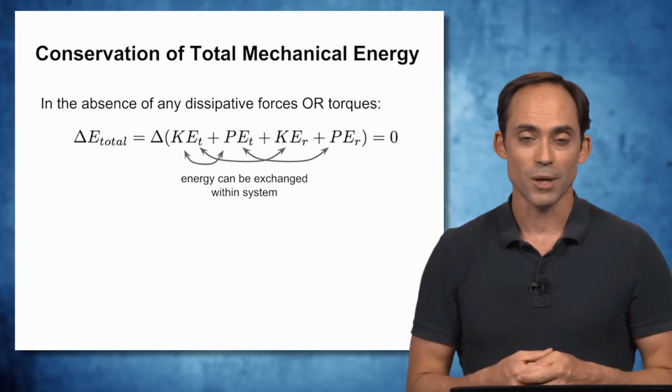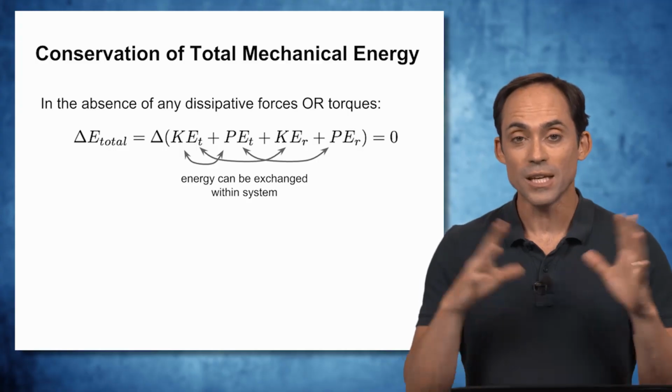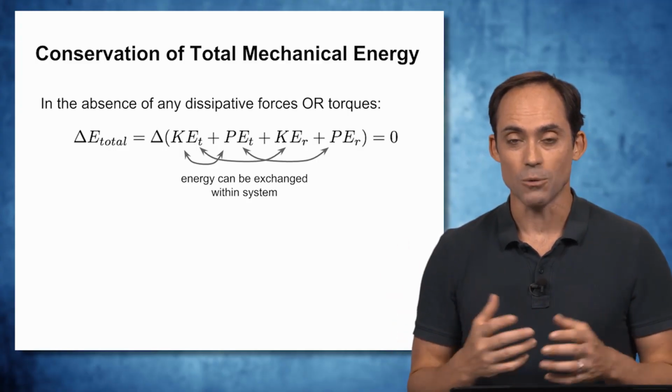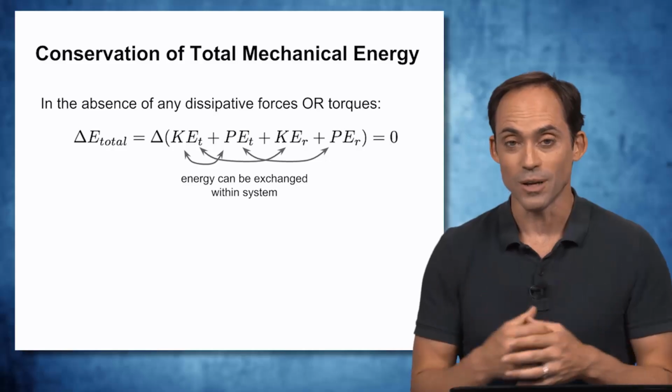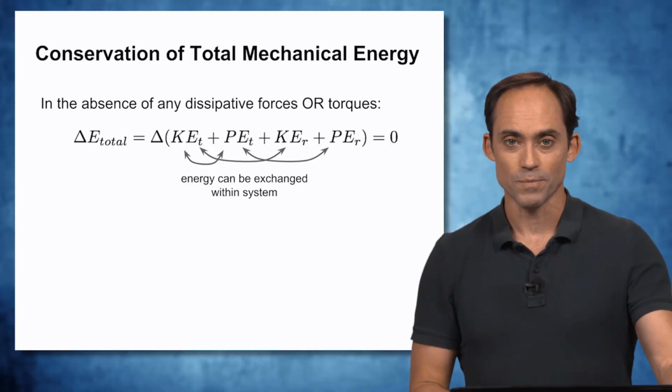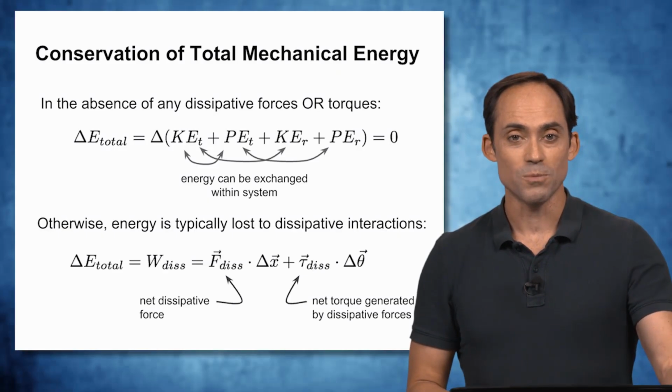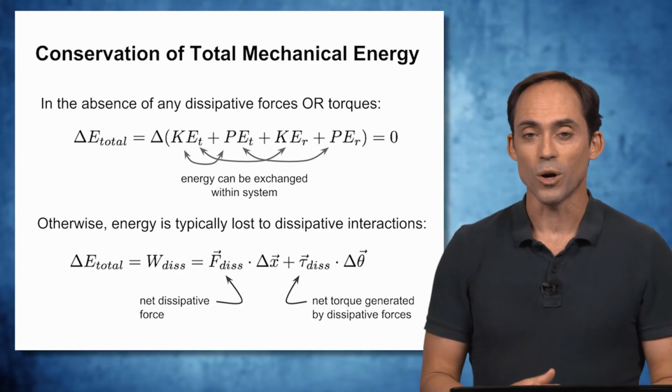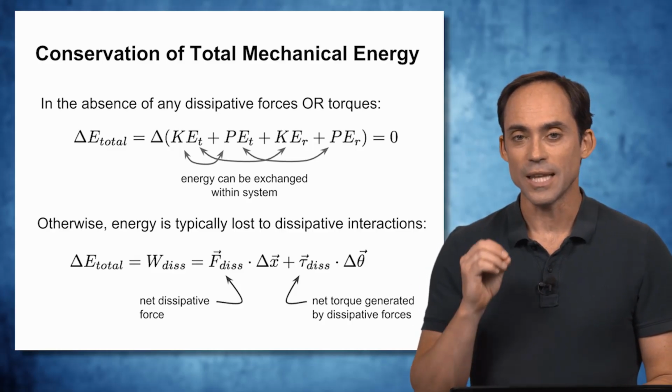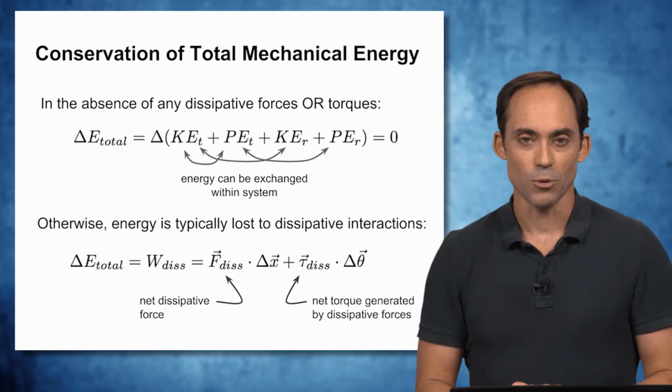As long as there's no dissipative forces, you can always appeal to the sum of the energies being equal in both cases. The change is equal to 0. Now there are of course cases where we have dissipative energy, and this is where we apply our work-energy theorem and just calculate the work done by the dissipative forces.